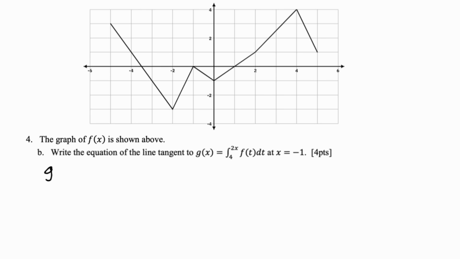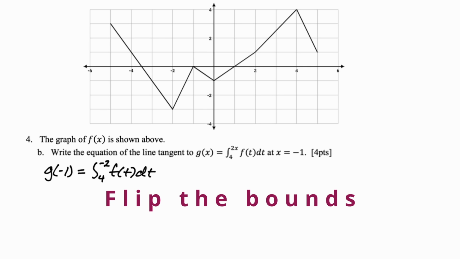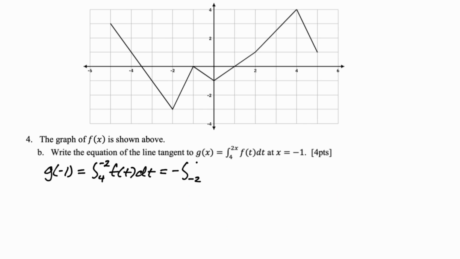So let's see. G of -1, just sub right in. It's going to be the integral from 4 to 2 times -1, so -2, of f of t dt. You realize immediately this is an issue because 4 is bigger than -2, so we're going to flip the bounds and change the sign. So negative, we're going from -2 to 4, f of t dt. This allows us to just go from left to right as we find our areas and our signed areas. So now we've got to do that.